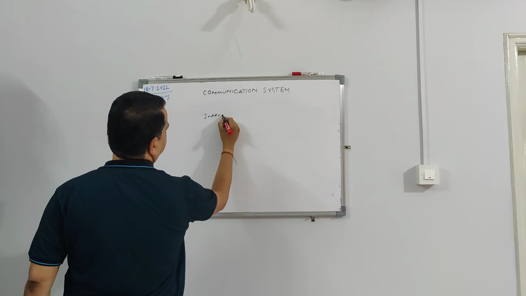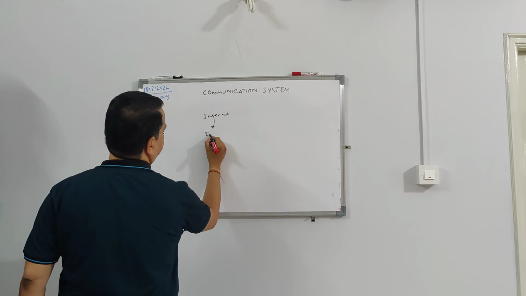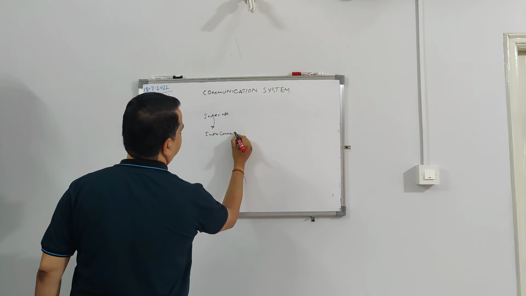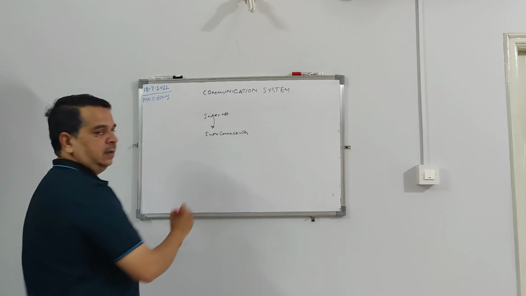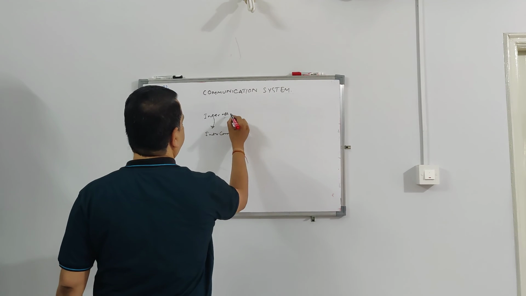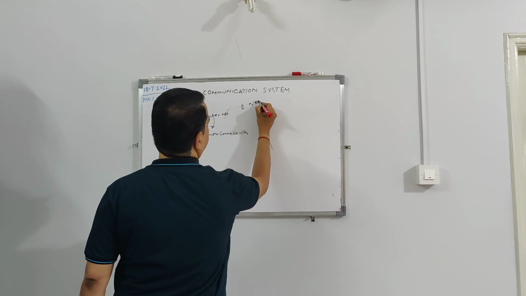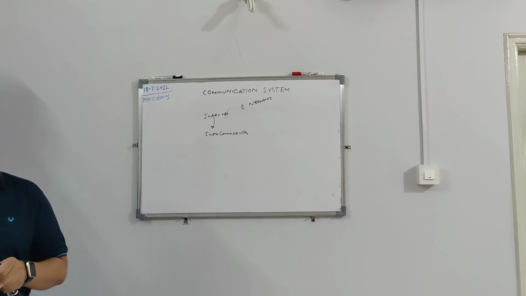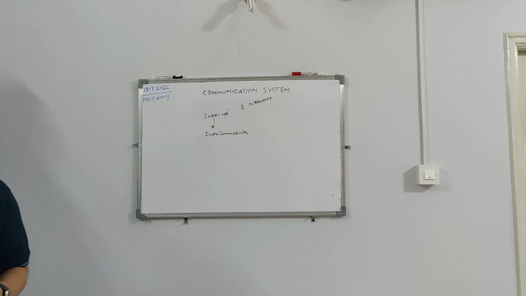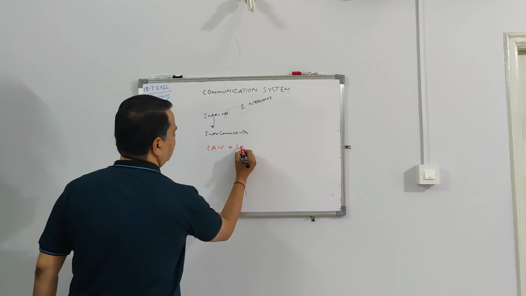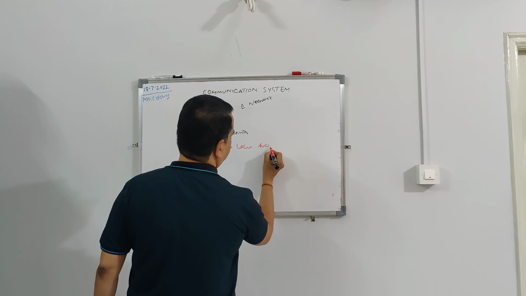Internet: inter comes from interconnectivity. Net comes from the word network. So internet means interconnected network. We are using the abbreviation. And then there is something called LAN. LAN is nothing but your local area network.